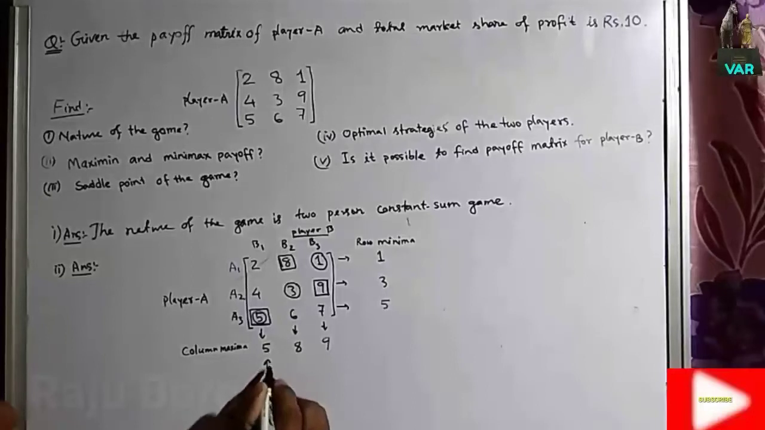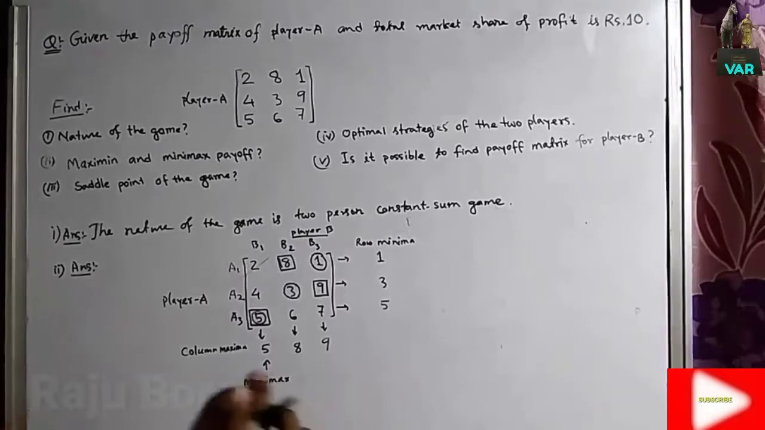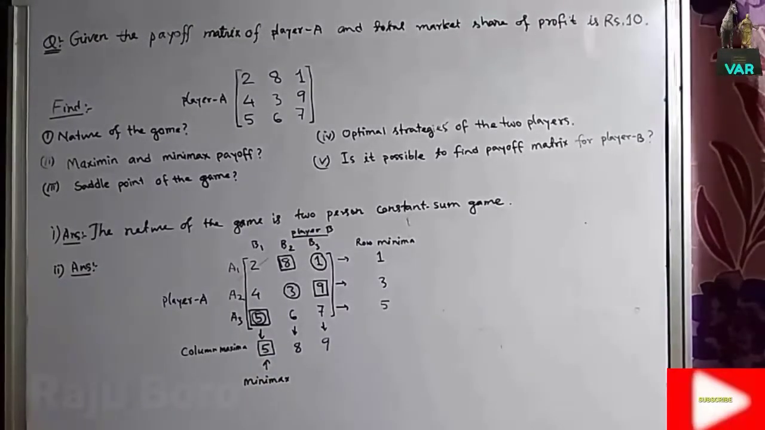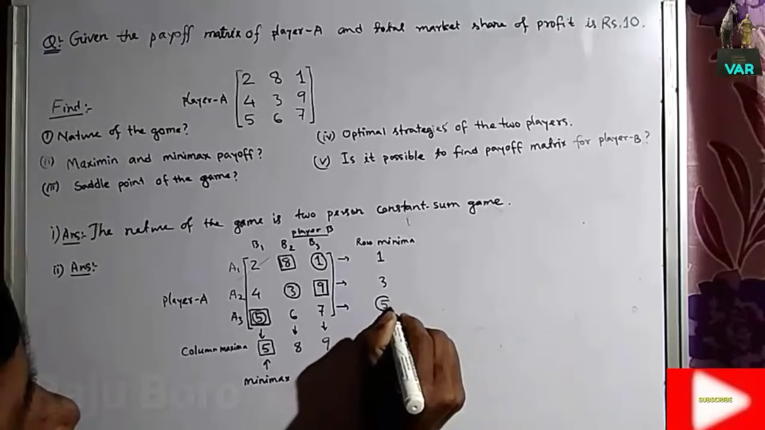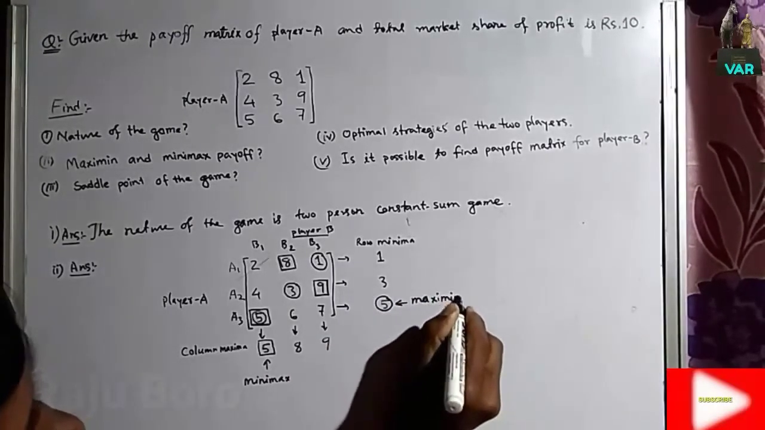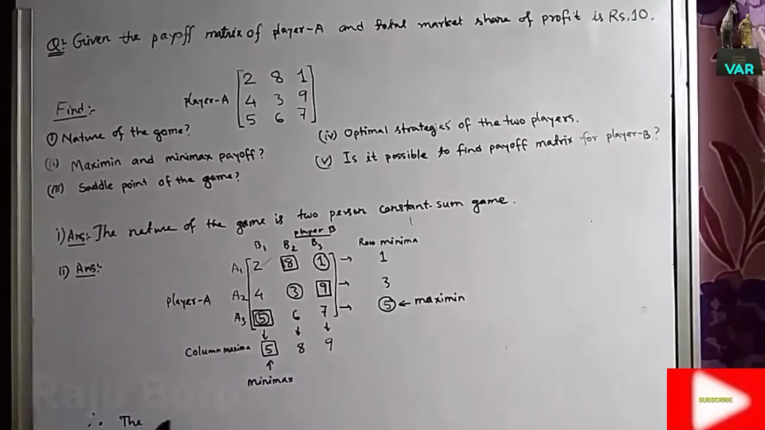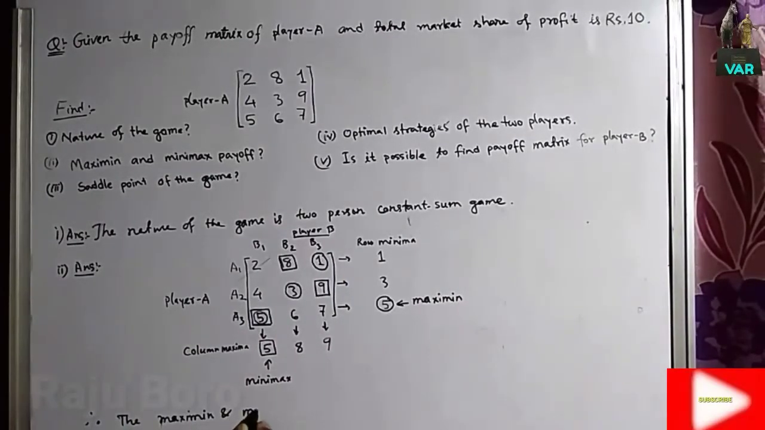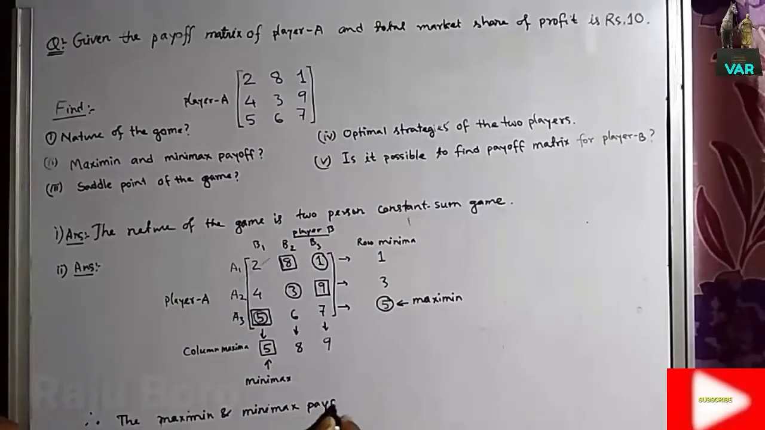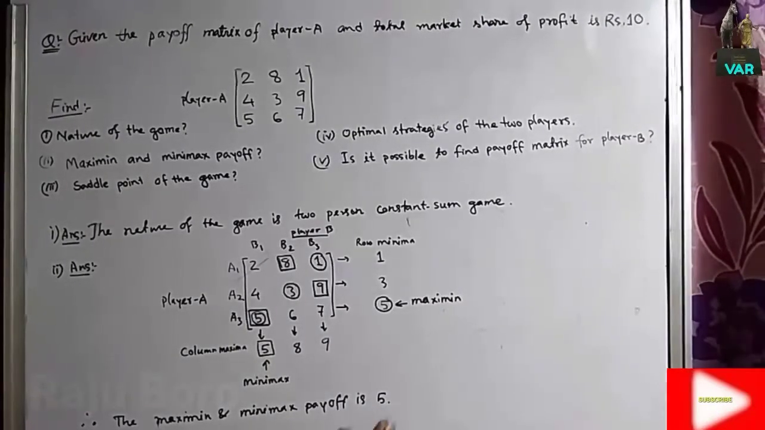Here this 5 is our minimax element, and this 5 is also our maximin element. Therefore the maximin and minimax payoff is 5, and this 5 is also called the value of the game. This is the equilibrium point.